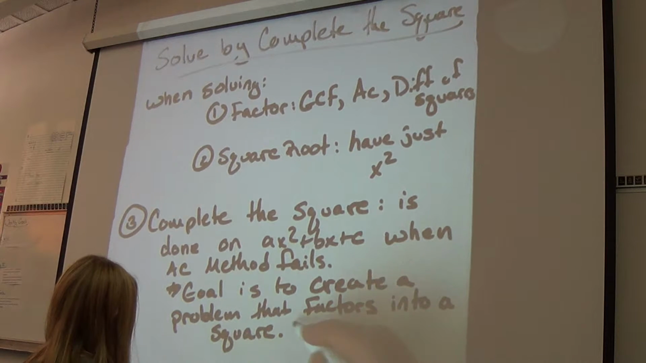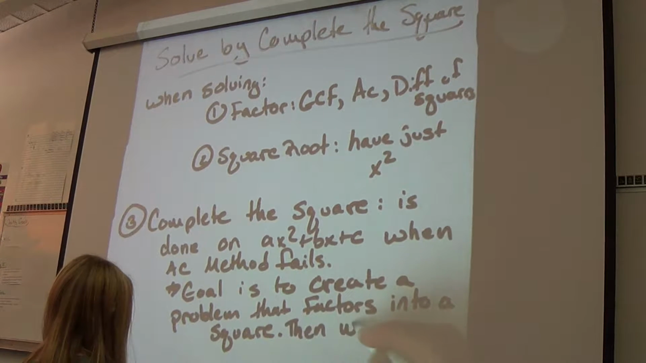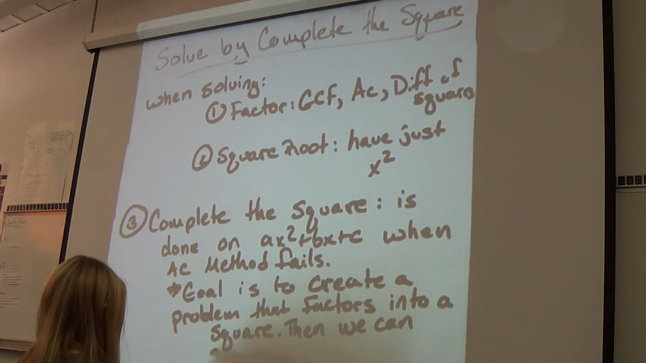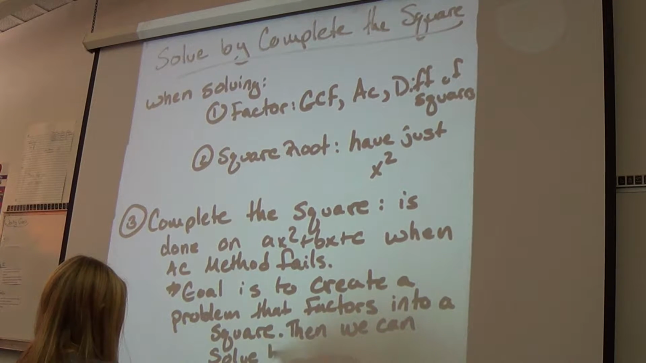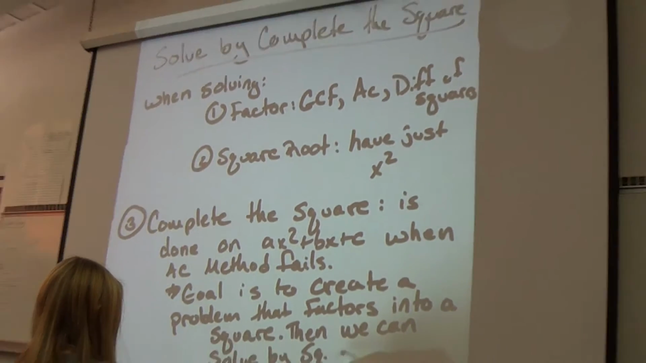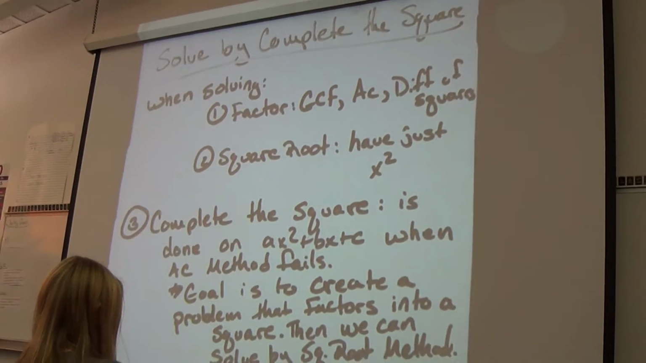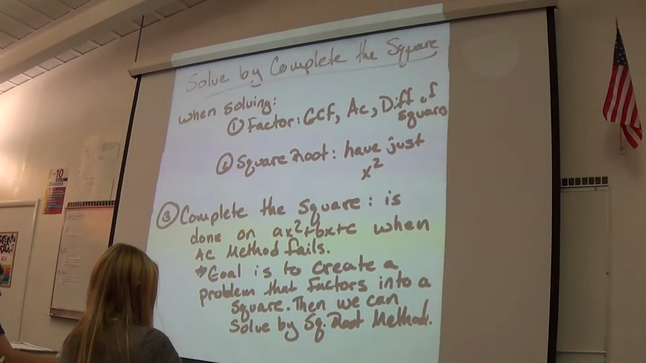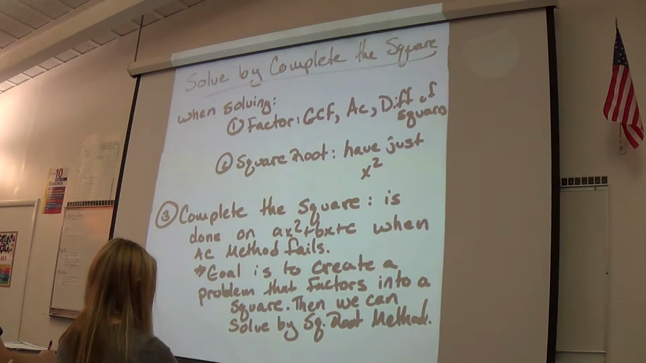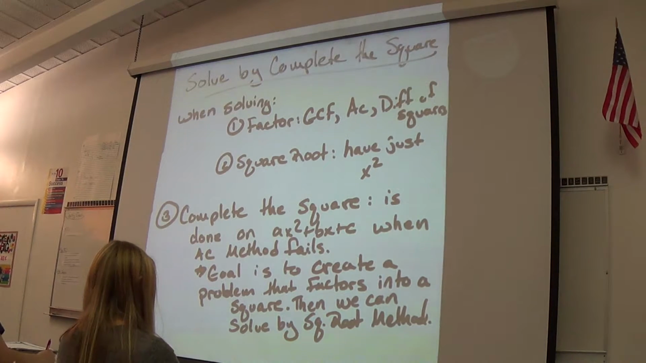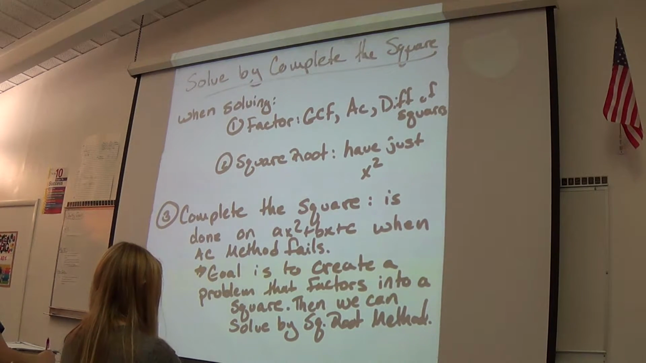If you do that, then we can solve by the square root method. In other words, the point of completing the square is, well, it's not set up like square root method, but if I do a little bit of manipulation, then I can go ahead and do the square root method on it.